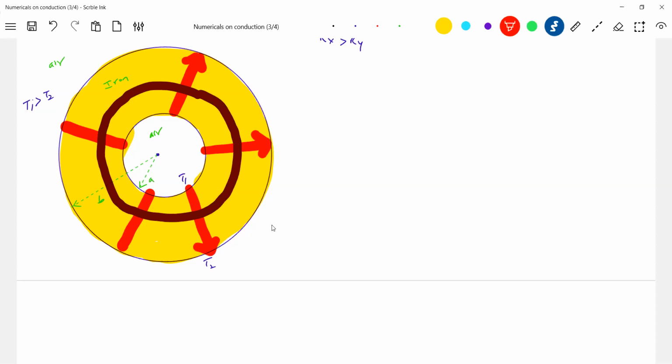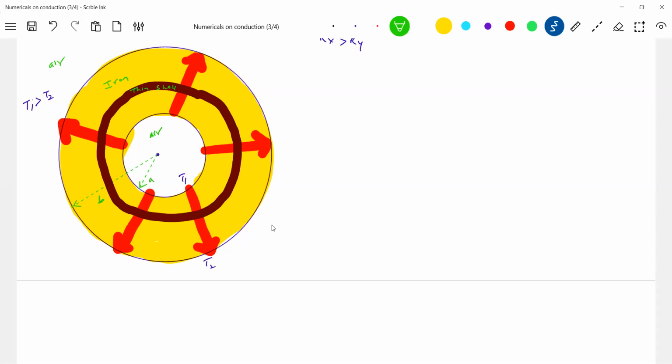The heat will flow in this direction, from inner surface to outer. Any reason for that? Because the inner surface is at lower temperature. So therefore the heat will flow radially outward. Therefore I assumed a thin shell. So what is this? This is a thin shell. And what is this? This is a thick shell.